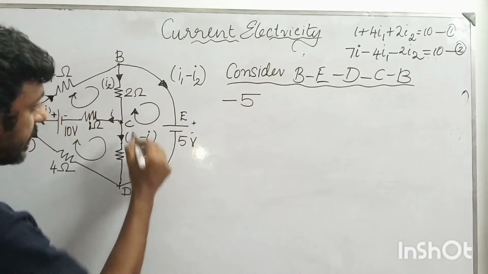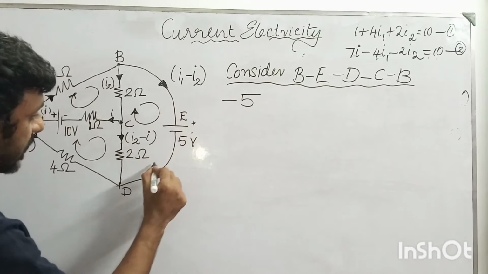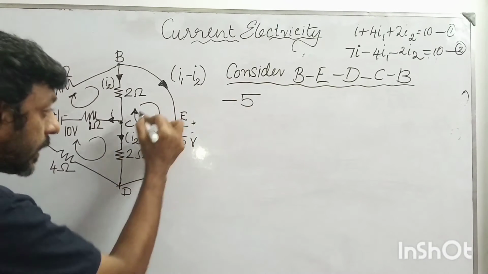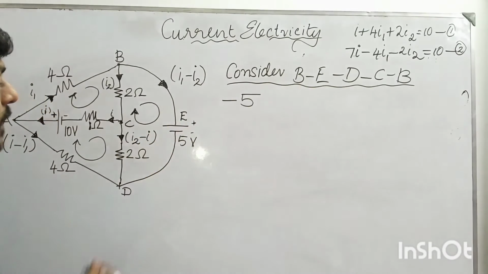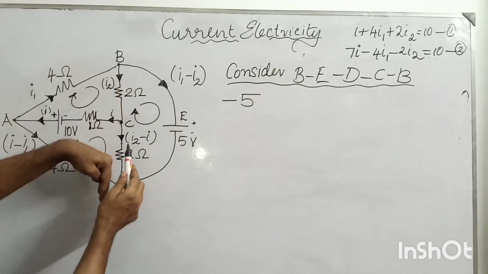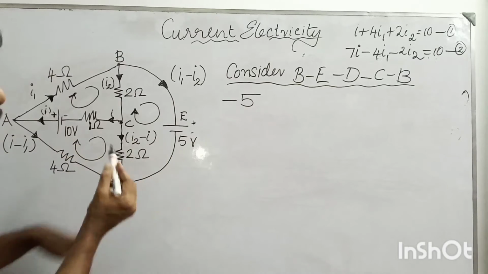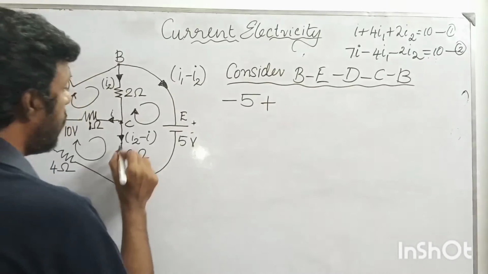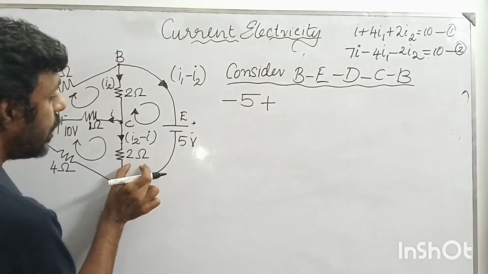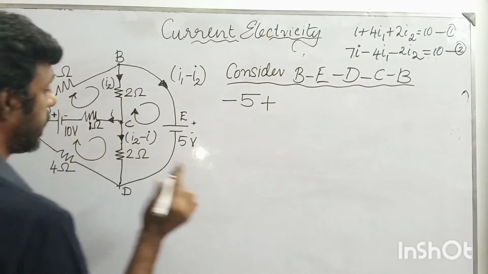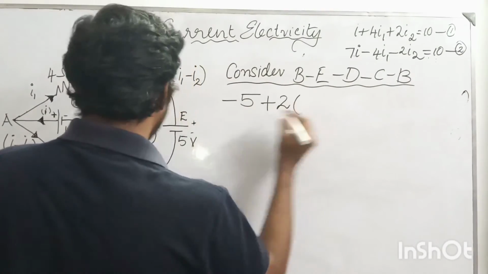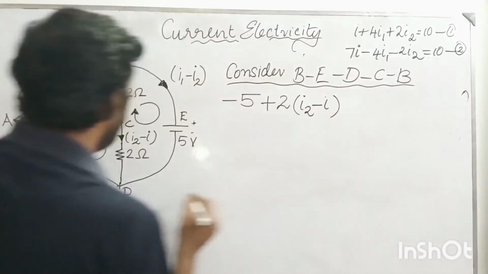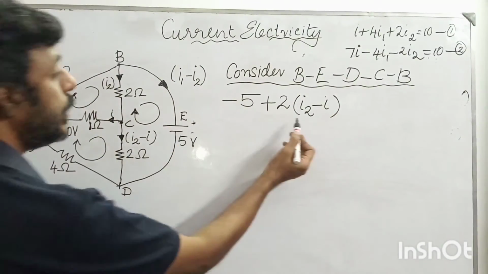Now again I am traveling in the clockwise direction. While traveling in the clockwise direction, I encounter a current I2 minus I, which is flowing in the opposite direction of my travel. So what I will do, I will add a positive sign, and I will multiply the value of the resistor along with the value of the current. So that will be 2 into I2 minus I. Right, that will be 2 into I2 minus I.